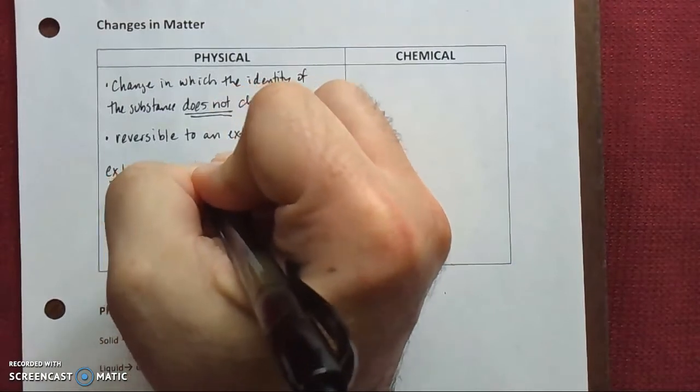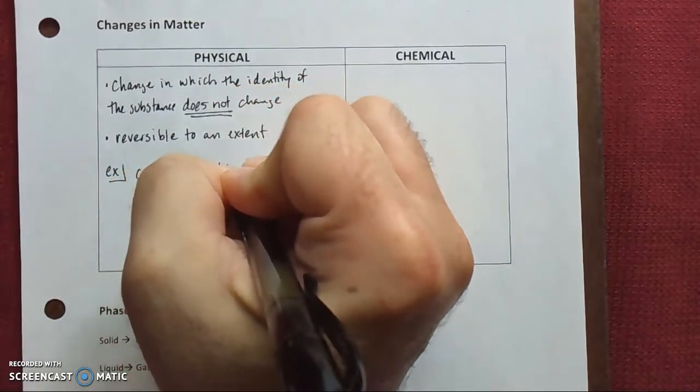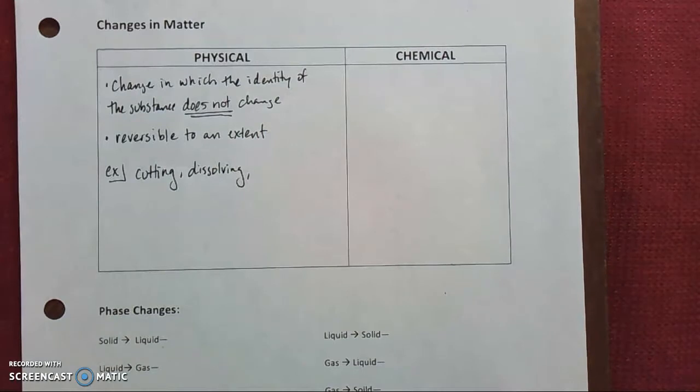Dissolving something. So if I add salt to water and it dissolves, I can get the salt back out by removing the water, and I'd have the same thing. So I'm not changing what it is, I'm just changing what it looks like.